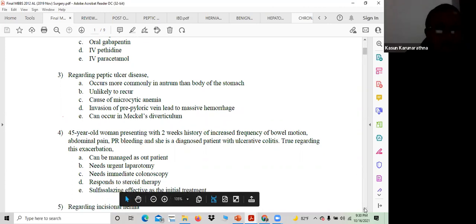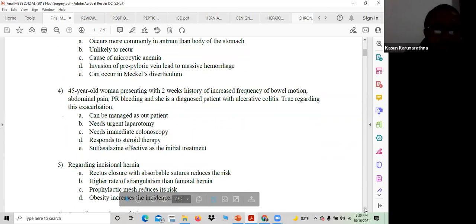Coming to question number 4. A 45-year-old woman presents with a 2 week history of increased frequency of bowel motion, abdominal pain, and PR bleeding, and she is diagnosed with ulcerative colitis. True or false regarding this exacerbation? It's a relapse of ulcerative colitis, right? Can be managed as an outpatient? With abdominal pain, PR bleeding, and increased bowel motion, it looks like a severe episode, so you can't manage as an outpatient.